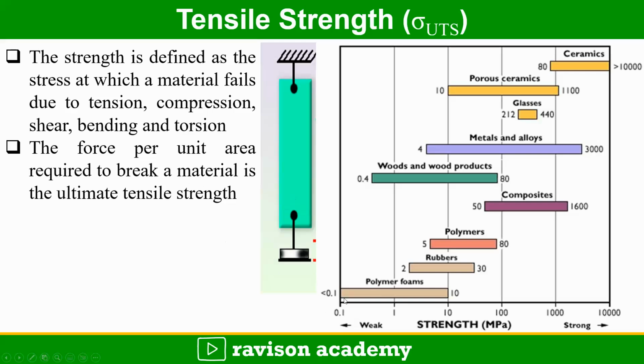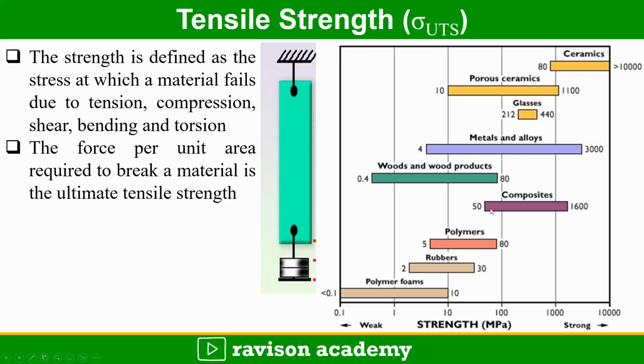So in this graph, you are seeing the high strength material is stronger. The weak strength material, we can represent it as weak material. So in the factor of 0.1 to 10,000, the highest strength is ceramic material, followed by porous ceramics, followed by glasses, followed by metals and alloys, and followed by wood and wood products.